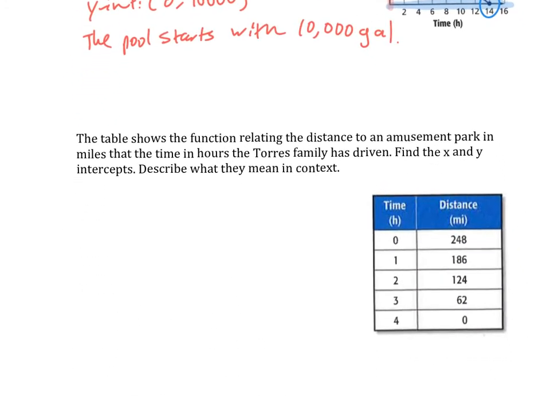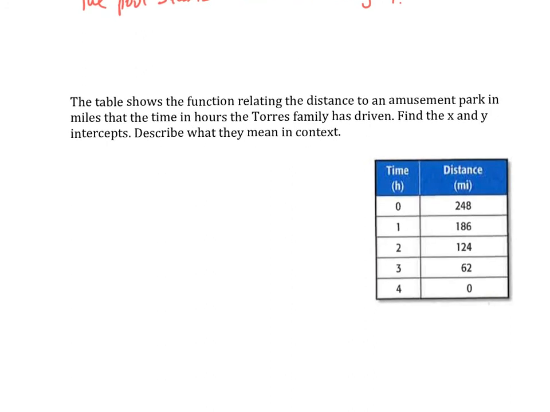Okay. Now let's try looking at a table. The table shows the function relating the distance to an amusement park in miles and the time in hours that the Torres family has driven. Find the x and y intercepts, and then we're going to describe what they mean in context. Our y-intercept is where our x value equals 0, so that's going to be right there. It doesn't matter which order you do this in, x or y first, it's going to be (0, 248).